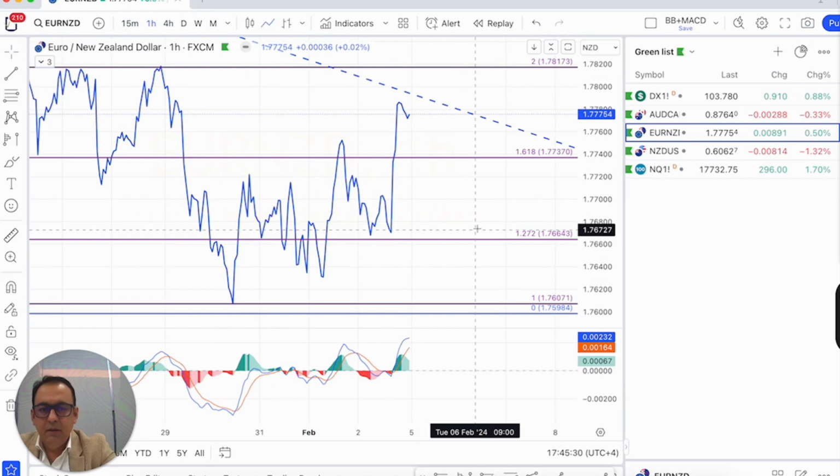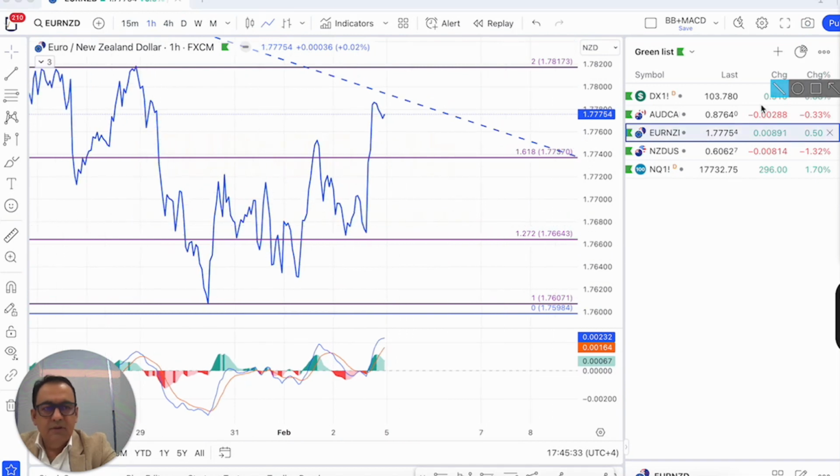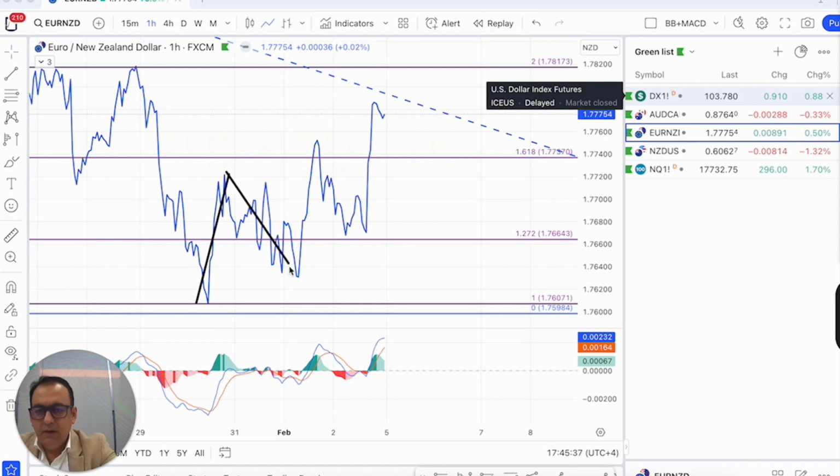Based on 1 hourly, I do not see any signs against. So we have bullish run, corrective run, next bullish run, corrective run, and again a higher high formation with no divergence coming into play. So the path is clear for the buyers.